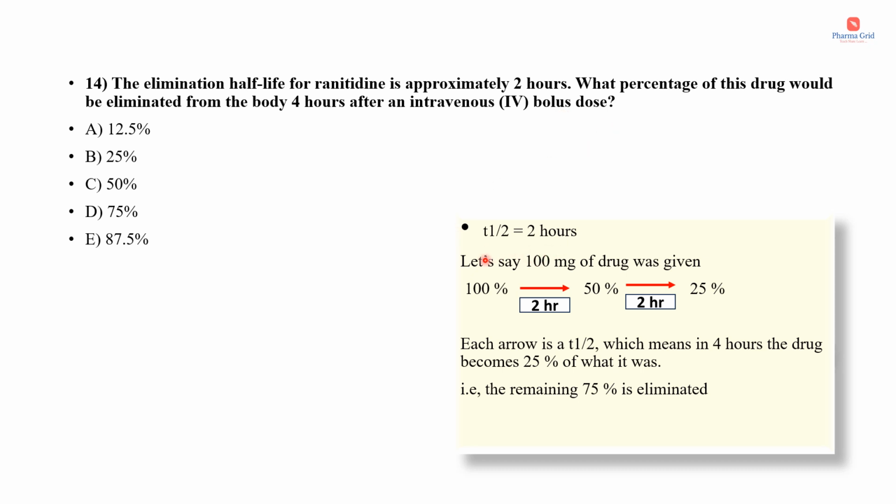So let's take the patient has taken 100 milligram of a drug. Okay, 100 milligram of drug. So initially there will be 100% of drug. So in the first T half, that means in the first 2 hours, what is T half? T half means it's the time taken for a drug to reduce into half of its initial concentration. Okay, so initially the drug 100% will be present. So after the first T half, 2 hours, it will become 50%, reduced into its half.